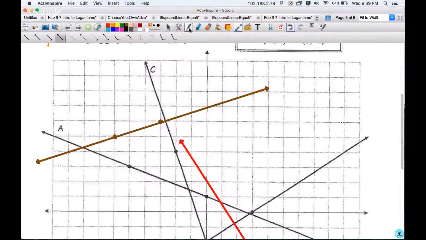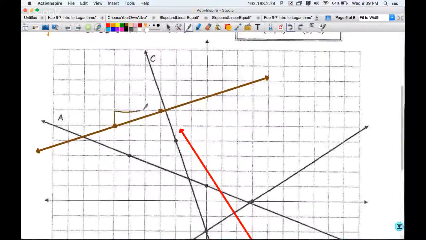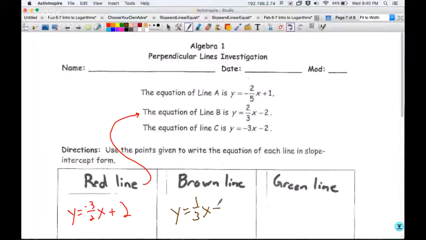All right, let's find the equation of the brown line. It goes up 1 over 3. So my rise over run is going to be 1 over 3. My y-intercept is way up here, counting from the origin. It's up 1, 2, 3, 4, 5, 6, 7. B equals 7. So 1/3 x plus 7. Let's copy that onto the next page. Y equals 1/3 x plus 7. And we saw that that was perpendicular to line C.